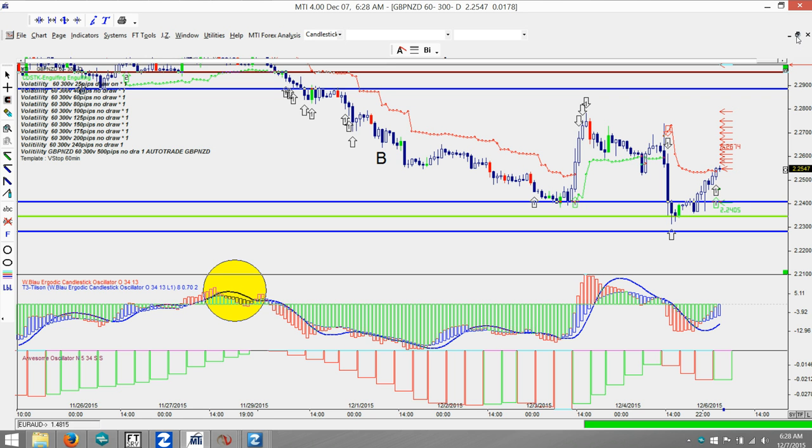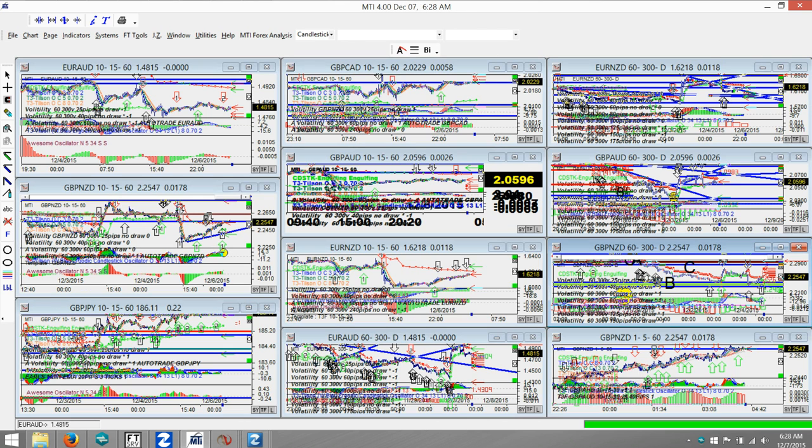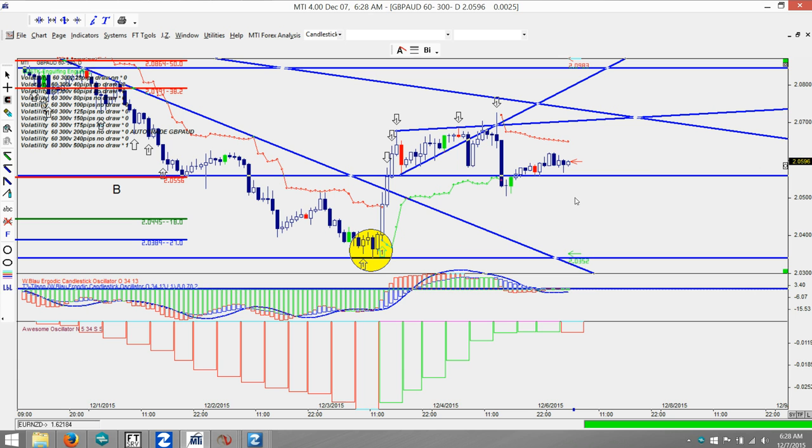But we're going to also go to the pound Aussie 60 minute. And the pound Aussie 60 minute is right here. Okay, and I'm going to give you insight. I had my Fibonacci's drawn on the NZD as well because it hit an extension. Now this pair as well.